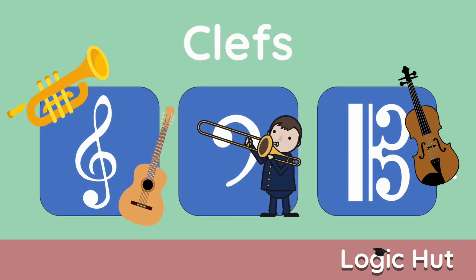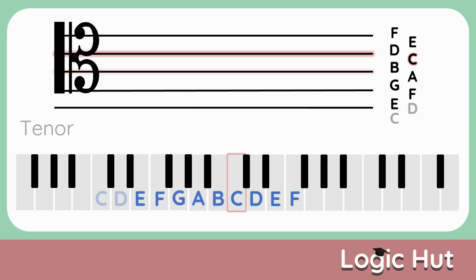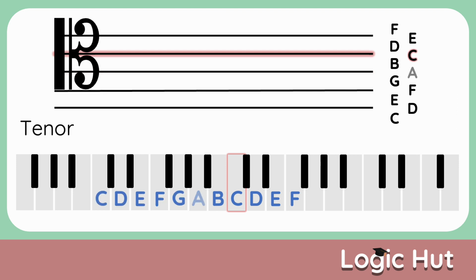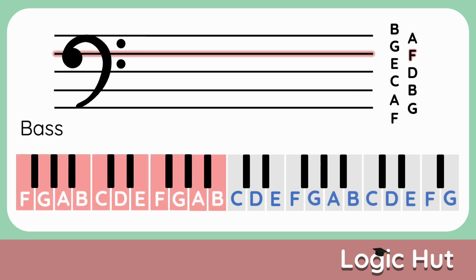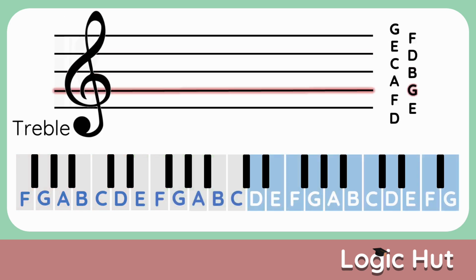There is also the C clef, whose reference line can be in one of 2 places. The alto clef references a piano's middle C on this line, while the tenor clef uses this line. Here is an overview of the ranges for the 4 clefs. You can also change clefs midway through a piece, or even have 2 staves at once.